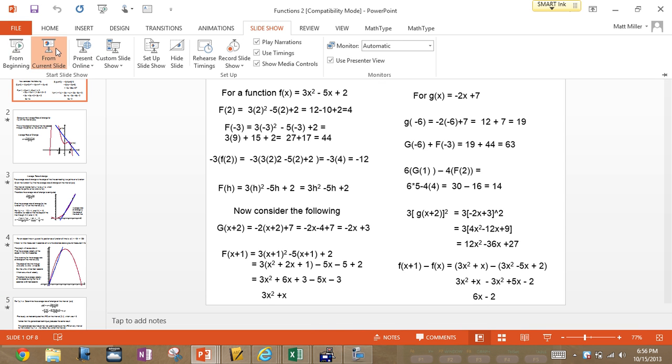Okay, now we're going to look at what we call evaluating functions. Now, you know functions are set aside and are labeled by this notation f of x. So this is just a function of x, which is 3x squared minus 5x plus 2. Now, the notation f of x is versatile, and that's what we want to try to help you recognize with this presentation.